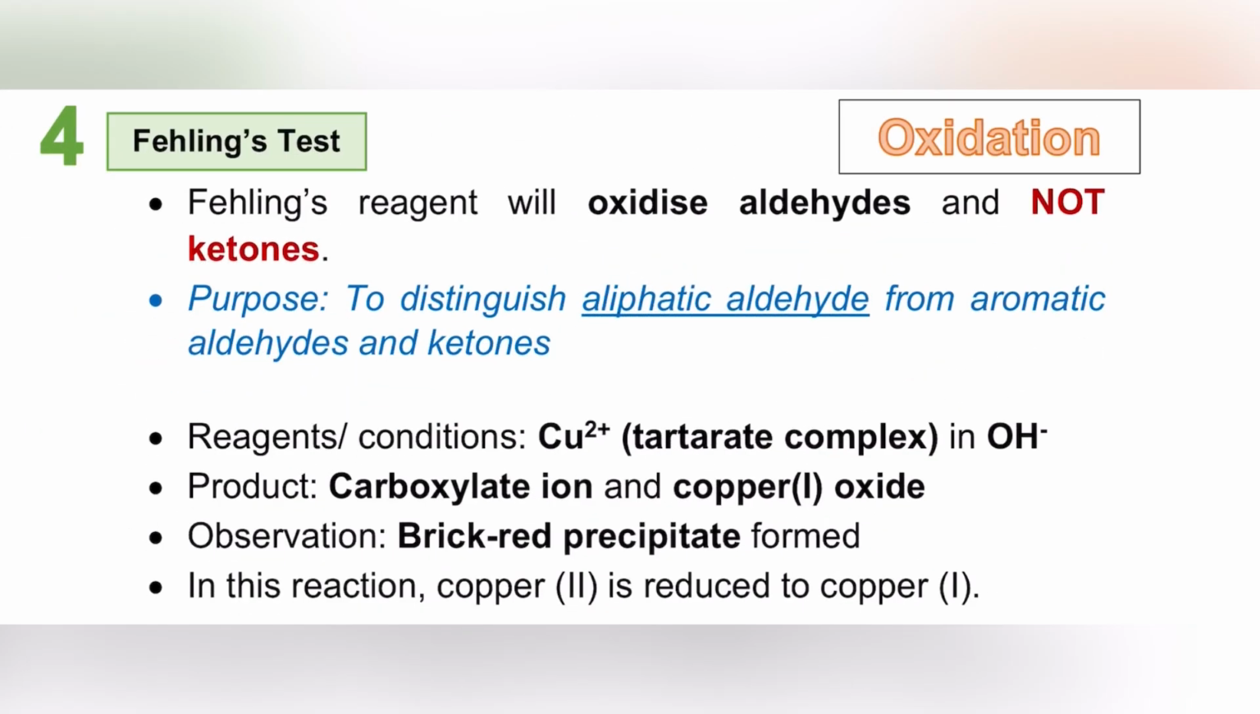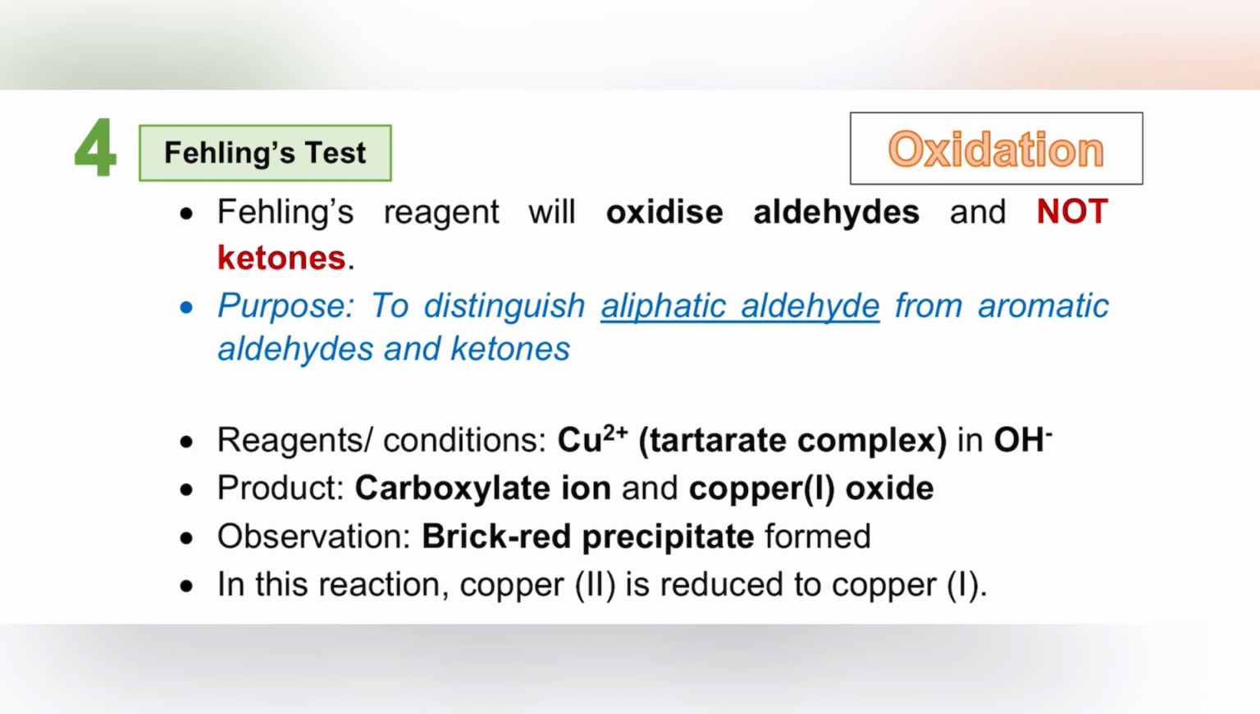Next one, we go for Fehling test. Fehling test will oxidize aldehyde and not ketones. So most of the tests usually give positive result for aldehyde. So what can we see here? This is how we want to distinguish aliphatic. So the term here is very important.